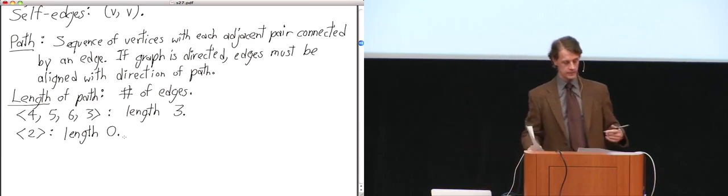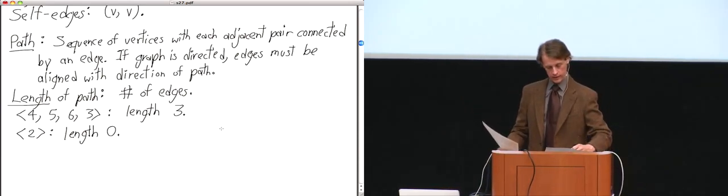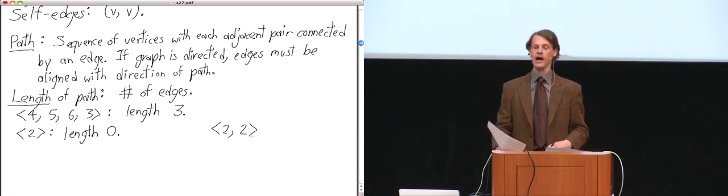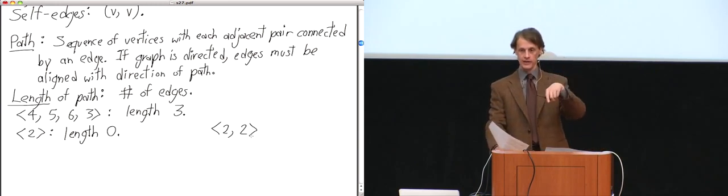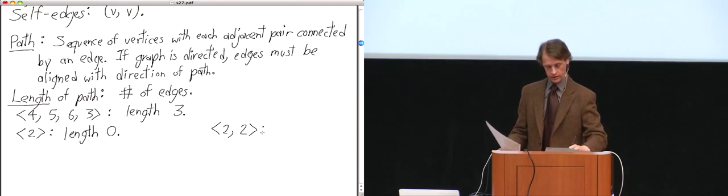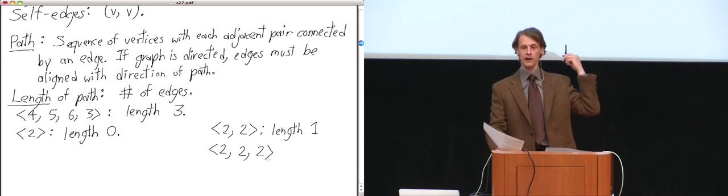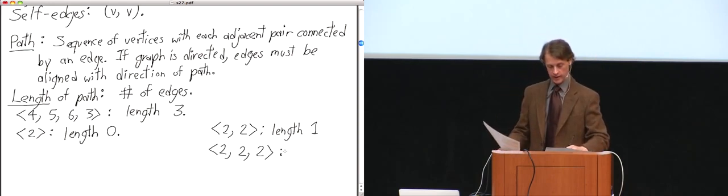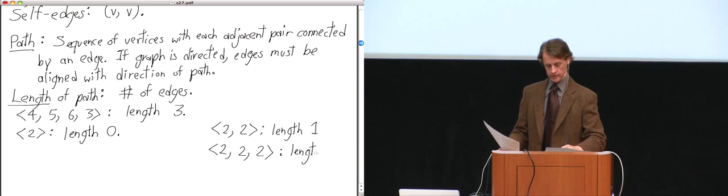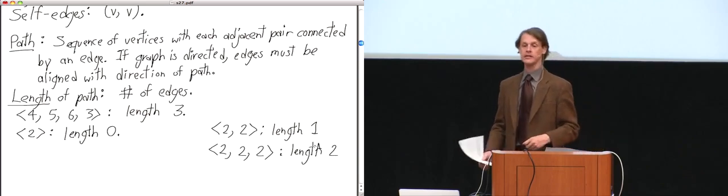It depends whether you use it. If I have a path 2, 2, that's a path that starts at 2, follows a self-edge once, and winds up back at 2. Then that's a path with length 1. But for that matter, I could use the self-edge more than once. If there's a self-edge connecting 2 to 2, I can follow the path 2, 2, 2, and that actually has length 2. So you count every edge you follow, and you count it every time you follow it.